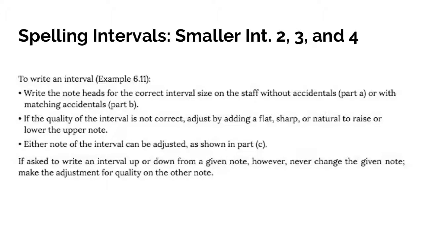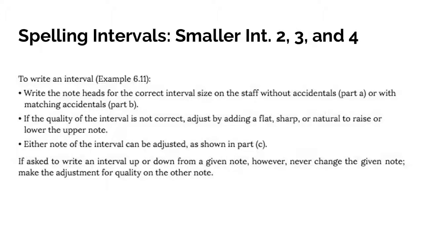If the quality of the interval is not correct, adjust by adding a flat, sharp, or natural to raise or lower the upper note. As you can see in example A, from C to E is a major third, but if you lower E a half step to E flat, it becomes a minor third. If you go from D to F, which is a minor third, then raising F to an F sharp, we have a major third.